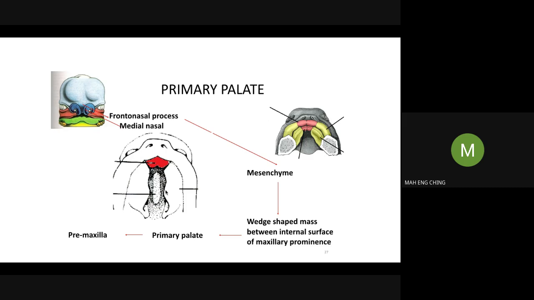Then later we have the secondary palate, which is at the back, shown by this yellow color in the pictures. This is the secondary palate. All these three parts have to join together to form the palate.